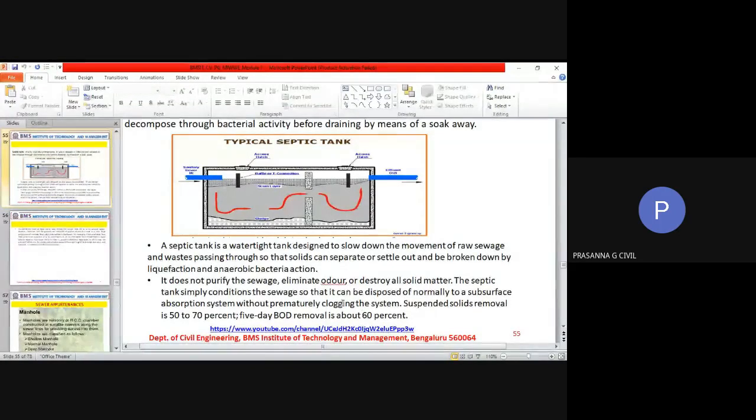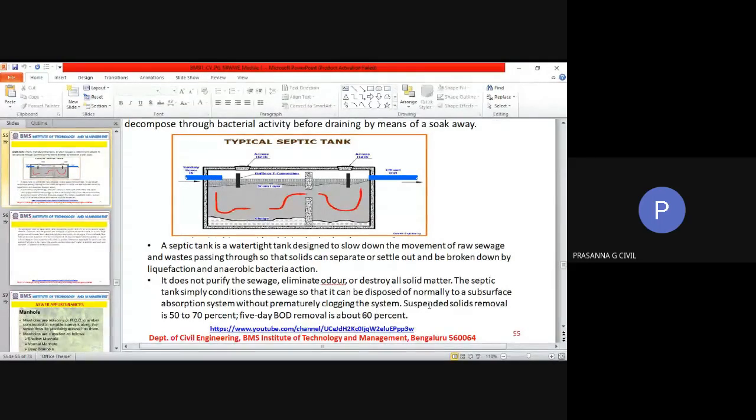The suspended solid removal goes up to 70% when you talk about a 5-day BOD. It is about 60% removal. So BOD can be reduced by 60% and the solids are reduced approximately up to 70%.